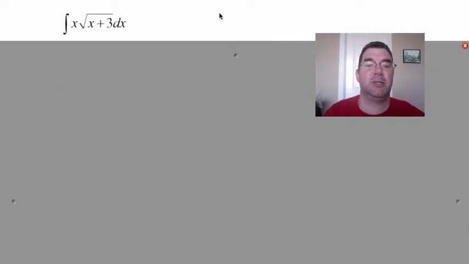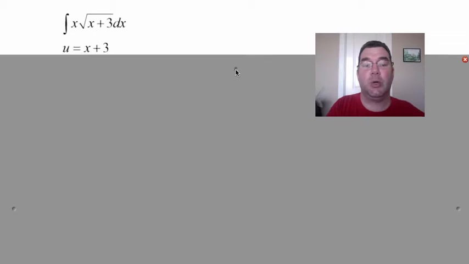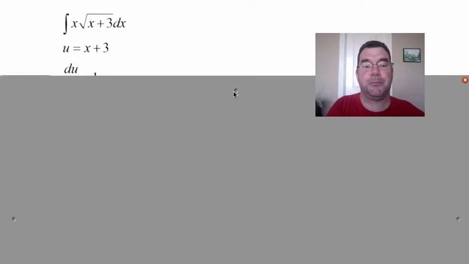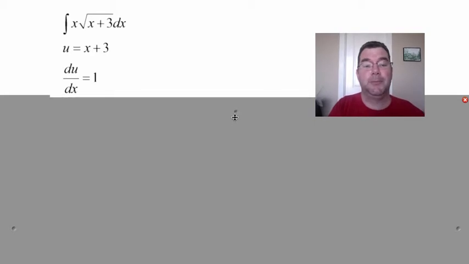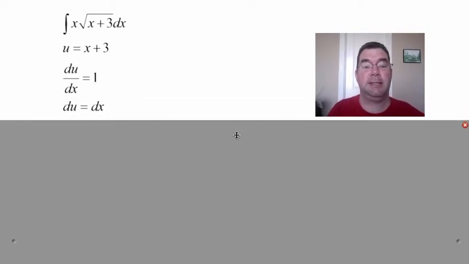So the first one, I've got x times the square root of x plus 3. Remember, I said whatever's under the square root is what U is going to equal. So U will equal x plus 3, and that means that du dx is going to equal 1 because that's the derivative of x plus 3. And that means that du is equal to dx if I just cross multiply.